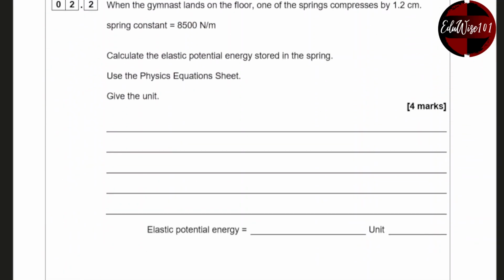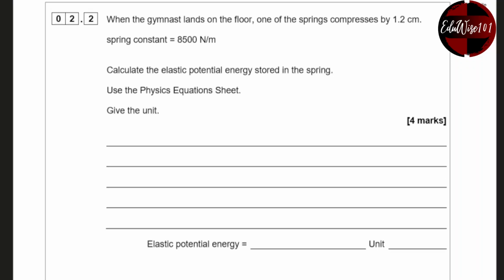Question 2.2. When the gymnast lands on the floor, one of the springs compresses by 1.2 centimeters. The spring constant is 8,500 newtons per meter. Calculate the elastic potential energy stored in the spring.